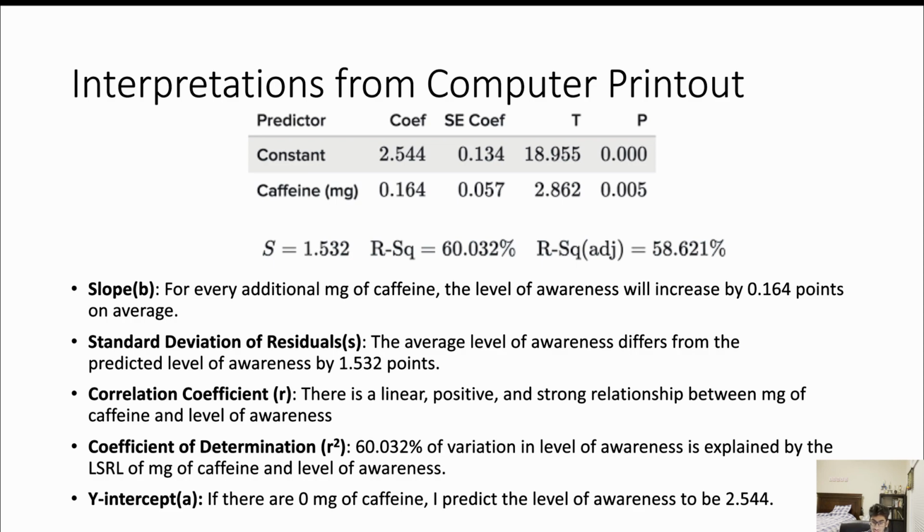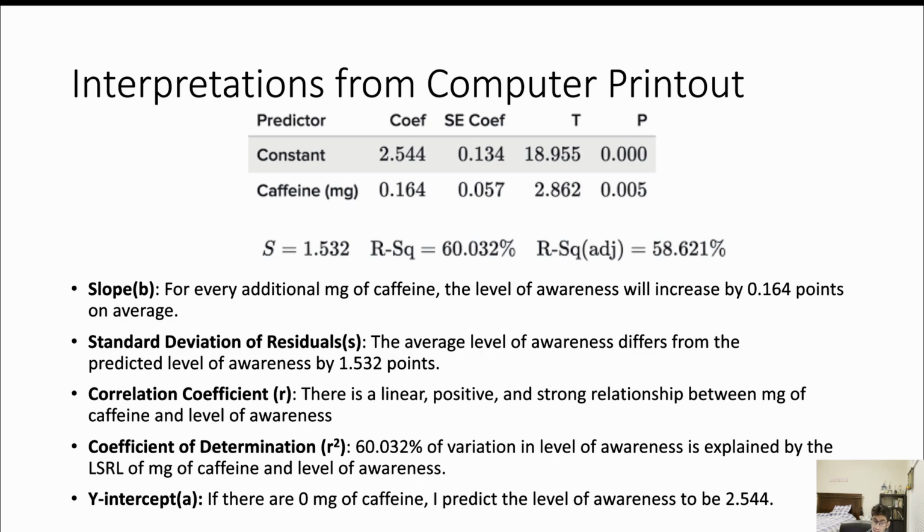Then R, correlation coefficient. There's 3 things. It's either linear or nonlinear, positive or negative, and weak or strong. And so in this scenario, our correlation coefficient is 0.77. The reason you tell if the R is positive or negative is that you have to look at the slope. Since our slope is positive, that makes our R positive. R squared, it's blank percent of variation in y is explained by the LSRL of x and y. So then you just plug in your things for context. And lastly, y-intercept, which is also known as a. Basically, you're saying if the value of x is 0, the y is going to be this number.